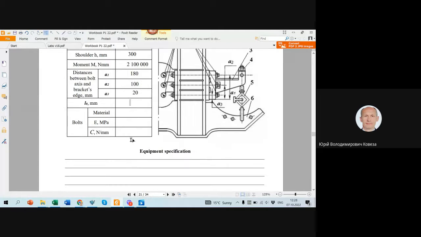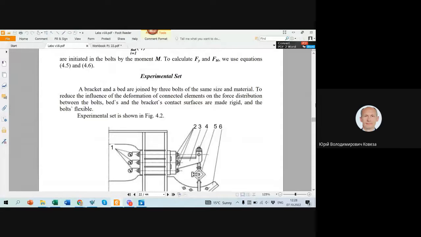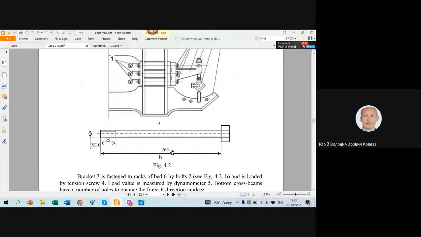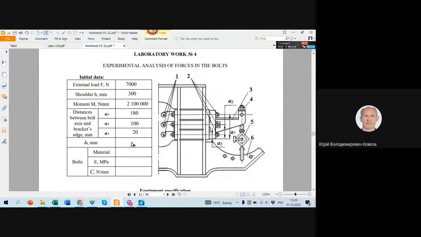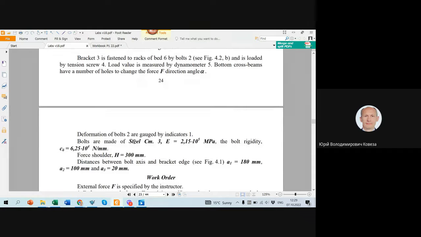Length of the bolt 265. Bolts material, steel St3. E is 215 times 10 to the power 5, and bolt rigidity 625 times 10 to the power 4.